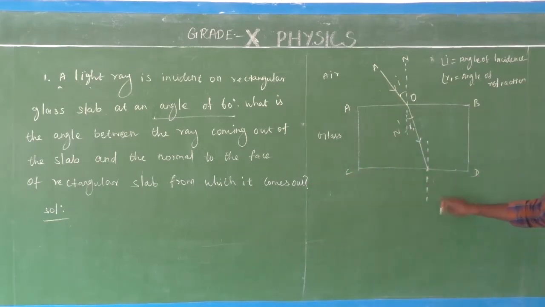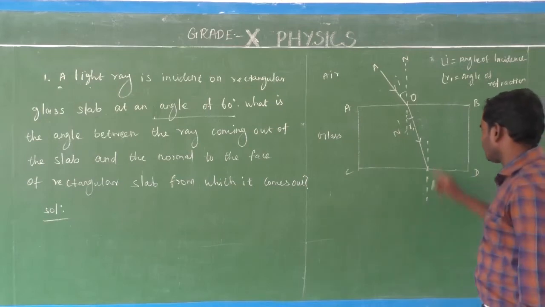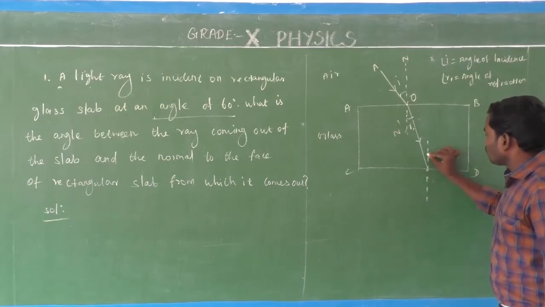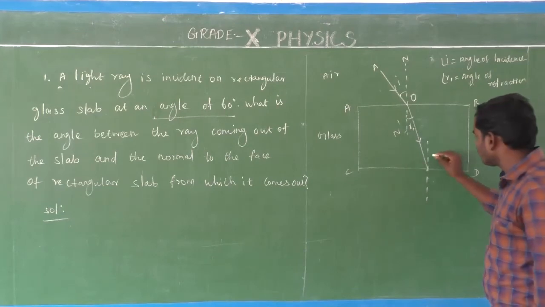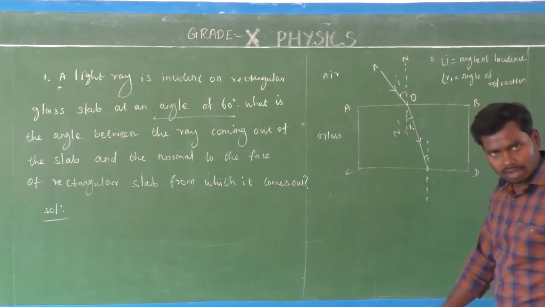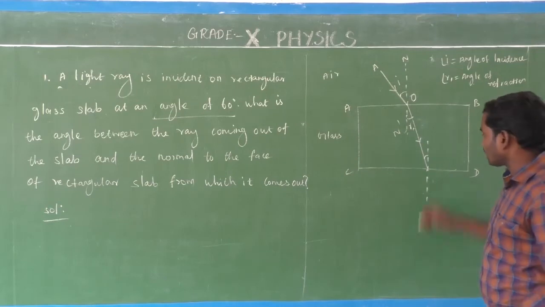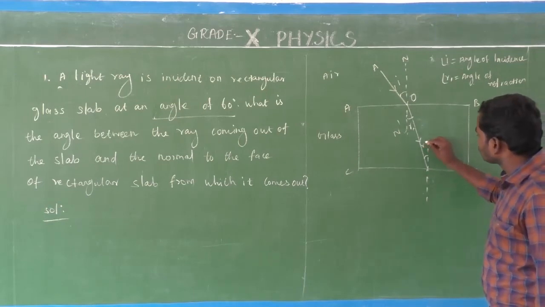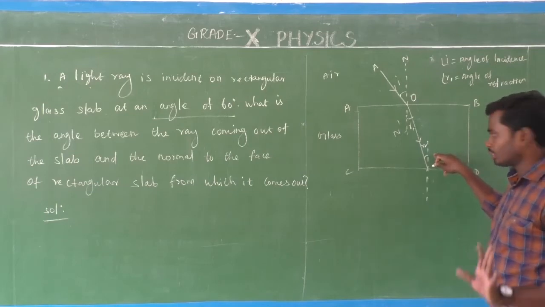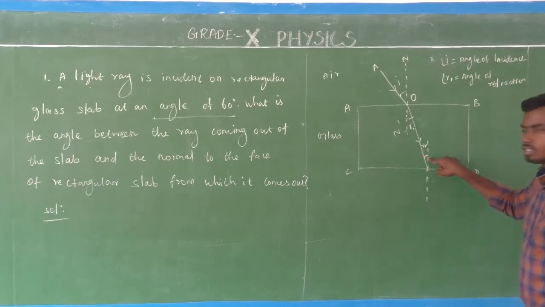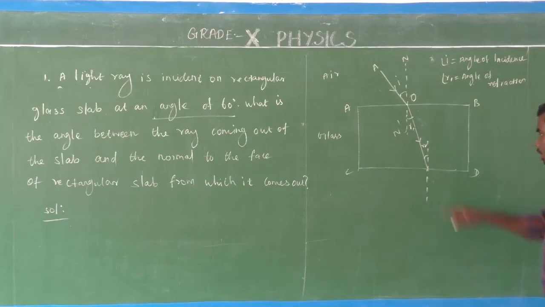This is normal, which means 90 degree angle. Listen here. This normal and this refracted ray make some angle. What is that? That is also angle of refraction. This is denoted with the letter R2. This is also angle of refraction. Look at it. This is R1. This is R2.